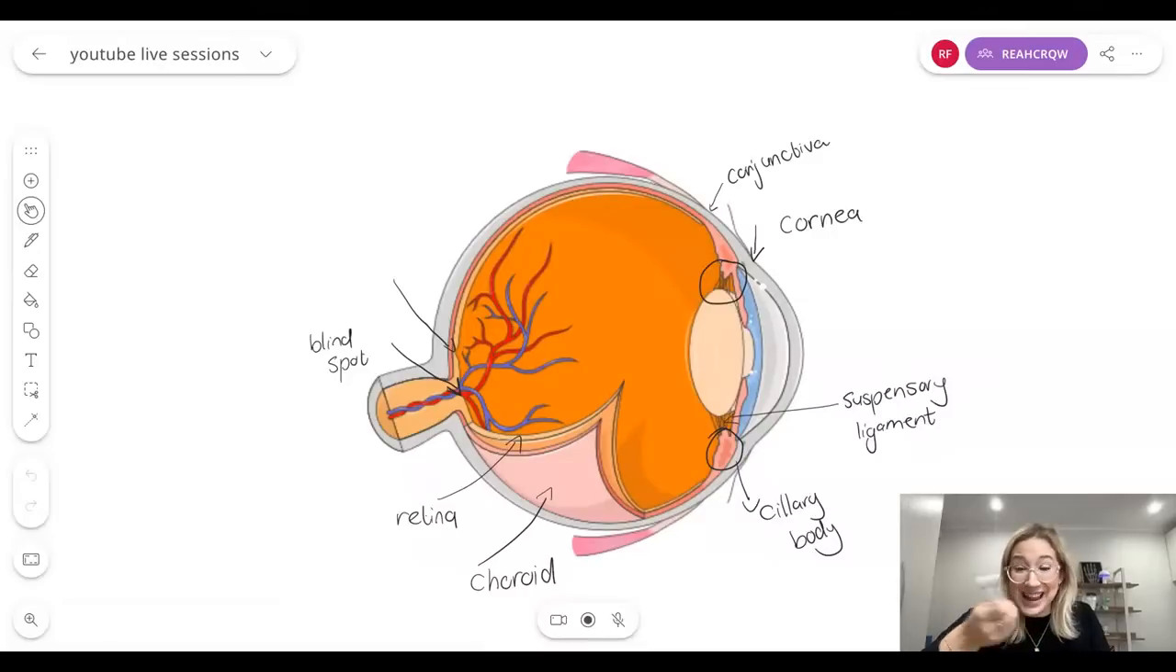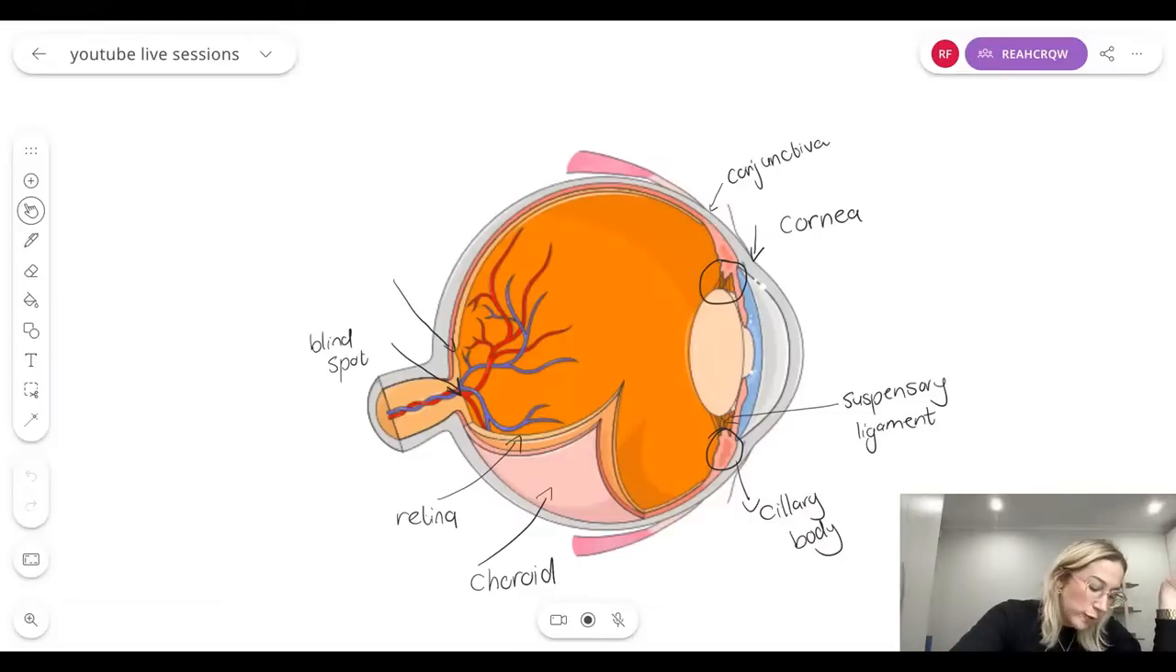There's a big spot of nothingness. But your brain fuses the image of each eye together over each other so that you don't have any blind spot in your vision. Now, that little indent above it, it depends on what your teacher has taught you.